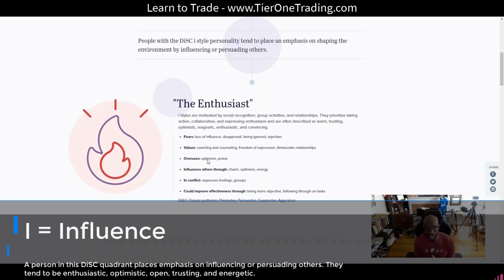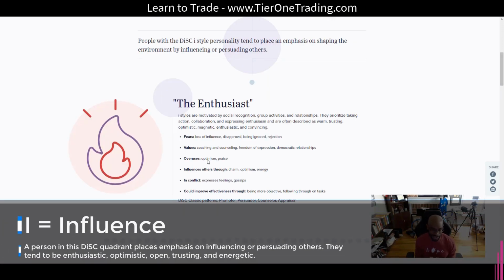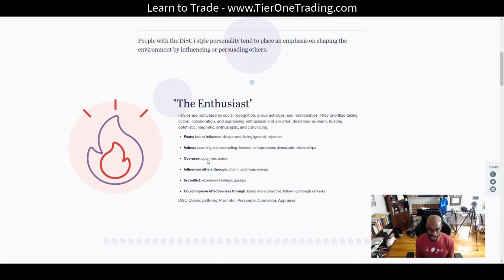So next is going to be the I category. And a quick blurb, once again, I styles are motivated by social recognition, group activities, and relationships. They prioritize taking action, collaboration, and expressing enthusiasm, and are often described as warm, trusting, optimistic, magnetic, enthusiastic, and convincing.